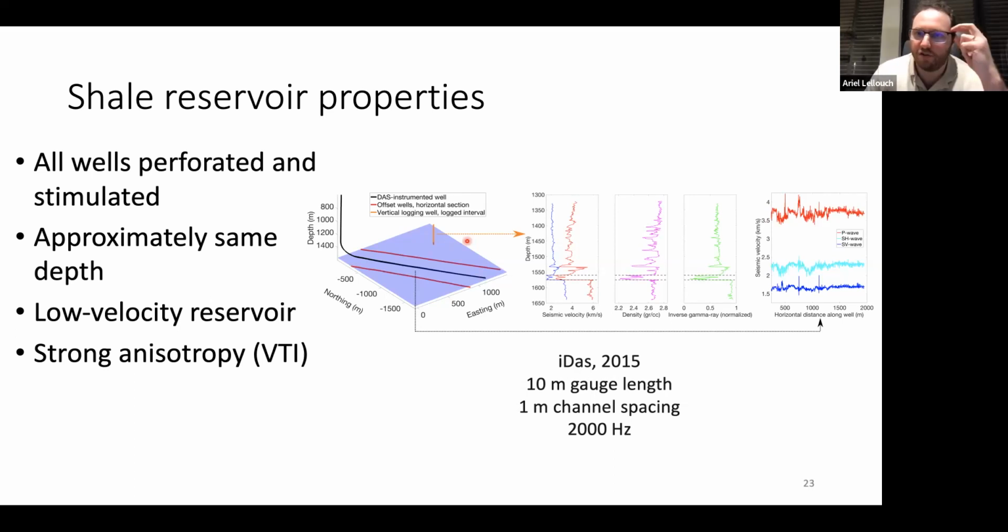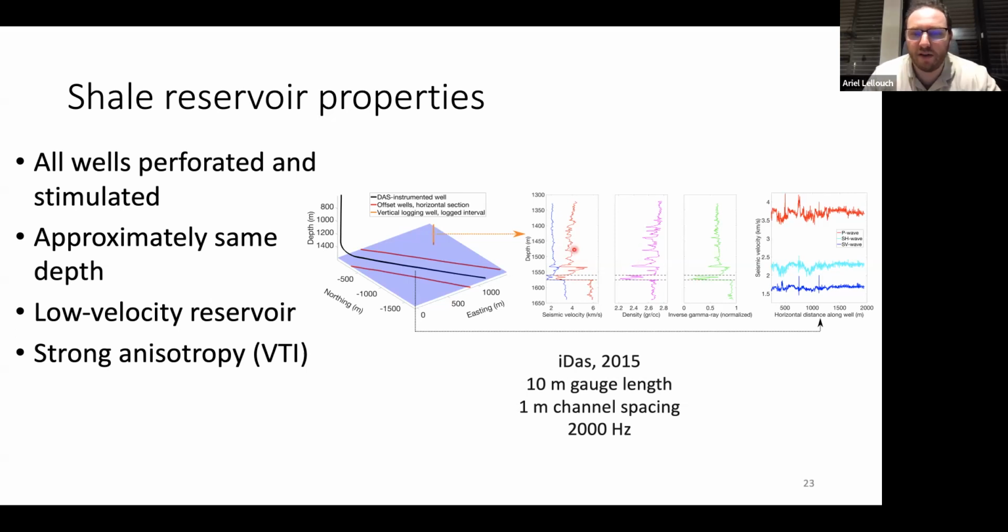In terms of the geological settings, we've got a vertical well drilled a few hundred meters away from those. And we've got seismic velocity, density, and gamma ray. This is actually inverse gamma ray. But you can see that the reservoir marked here in between dashed black lines shows up as an area of low velocity, low density, and high shale content, right? Because this is inverse gamma ray.